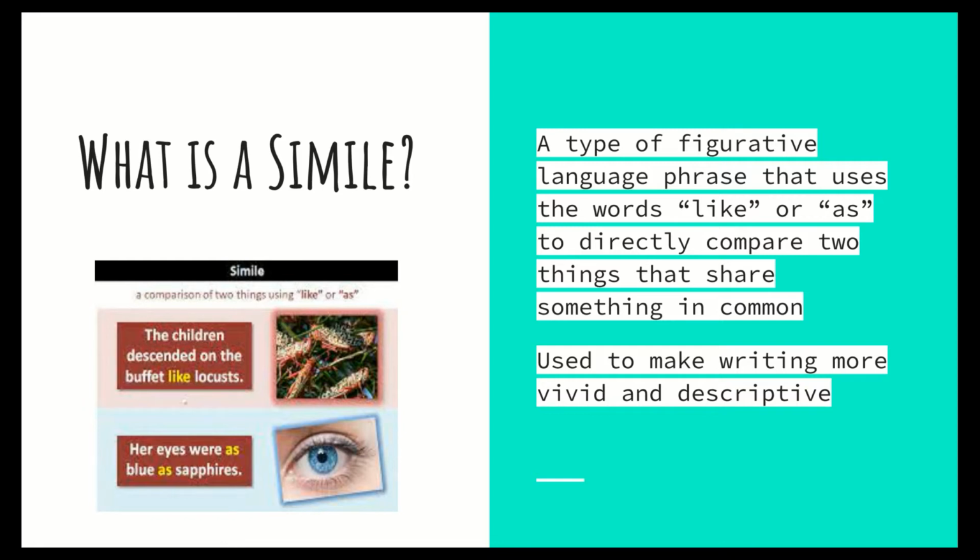Okay. So notice how they're comparing two things. The first example, they're comparing children to locusts because they both descended and swarmed the buffet. The second example, they're comparing her eyes and sapphires. And what do they share in common? They're blue.